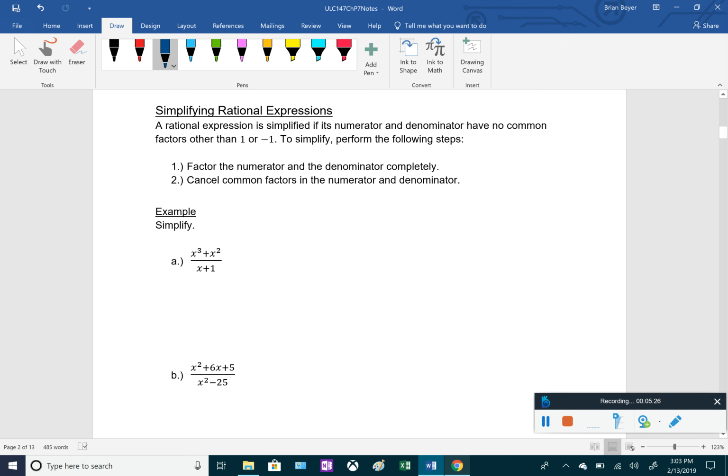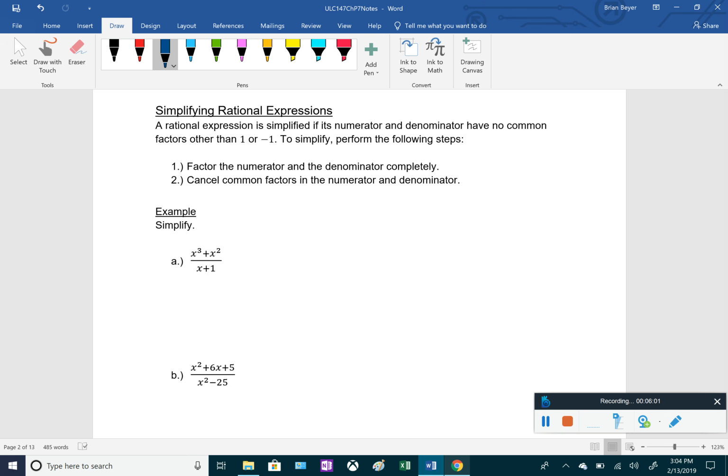Okay, so let's get into simplifying these rational expressions before we start doing any operations. We say that a rational expression is simplified if its numerator and denominator have no common factors other than 1 or negative 1. So to simplify, here are the steps. We're going to factor the numerator and denominator completely, and then cancel common factors in the numerator and denominator. That's because something like x divided by x would equal 1, so the factors cancel and they equal 1.